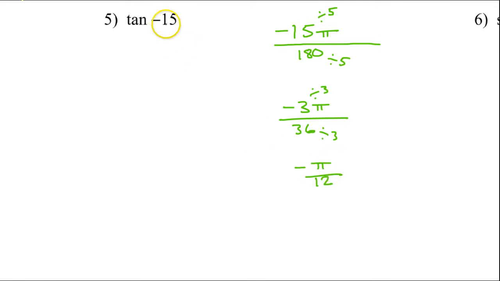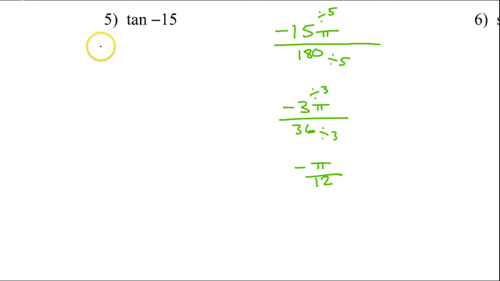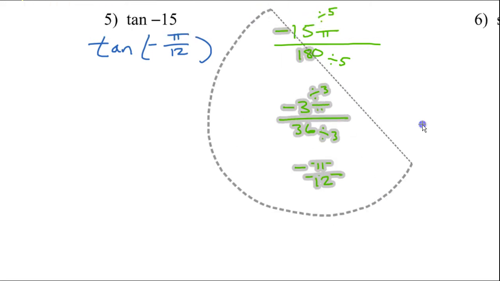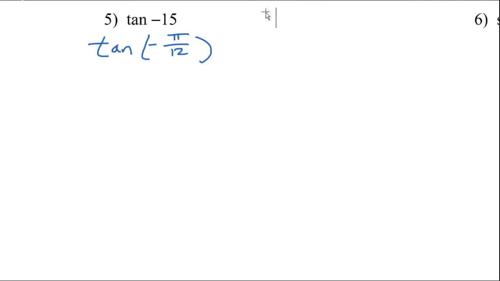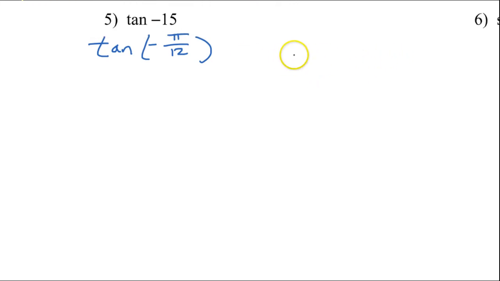So negative 15 degrees is the same thing as negative pi over 12 radians. So I'm going to go ahead and write it that way instead. Alright, so this is the same thing as having the tangent of negative pi over 12 radians. Okay, so now I'm going to keep going and split this apart into special angles. And I'm going to try my subtraction technique again.